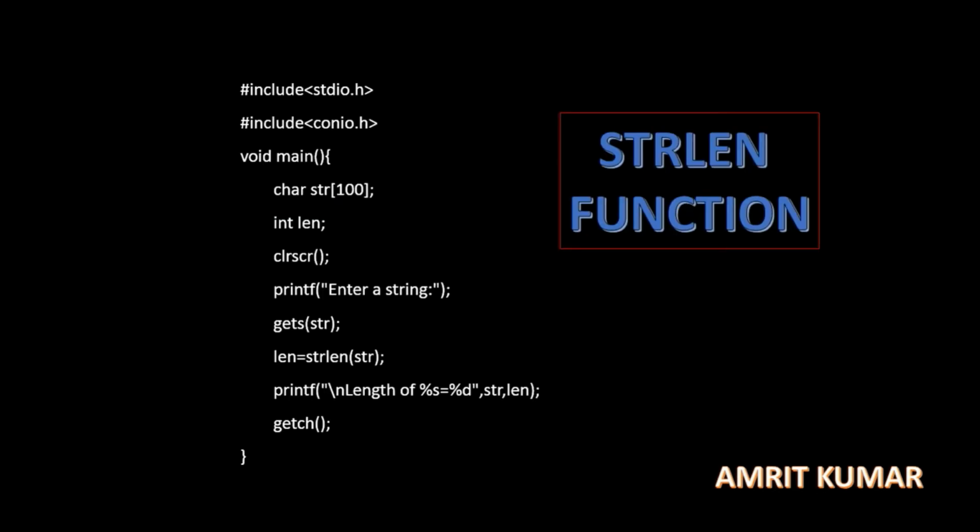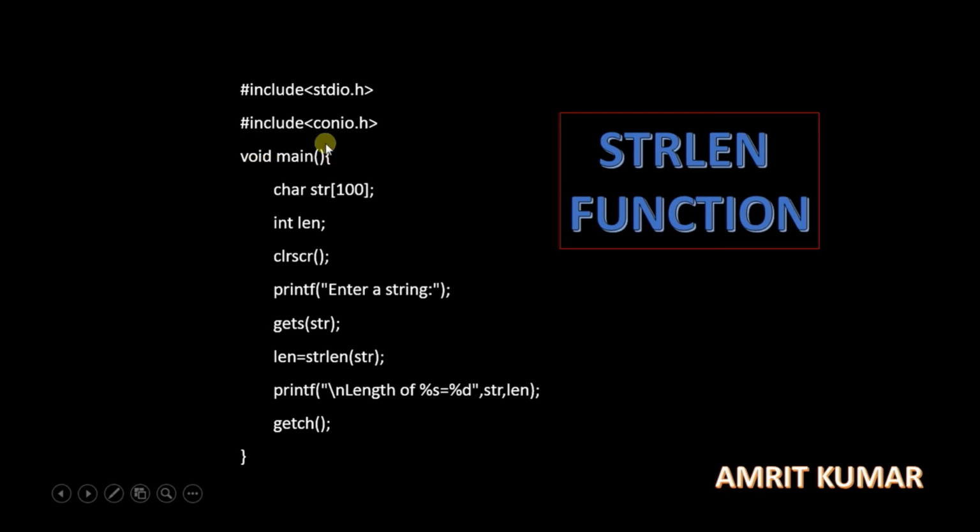Here is the program in which I am dealing with the strlen function and the concept related to it. Here, this is hashtag include stdio.h, and this is hashtag include conio.h. stdio.h stands for standard input output header file, and conio.h stands for console input output header file. These are the 2 header files that we are using here. After this, I am using the main function, whose return type is void, so it is not going to return you anything.